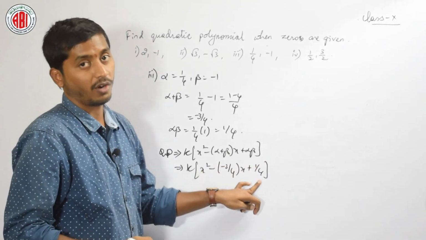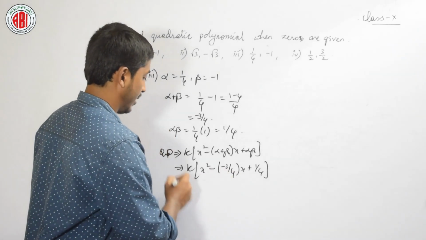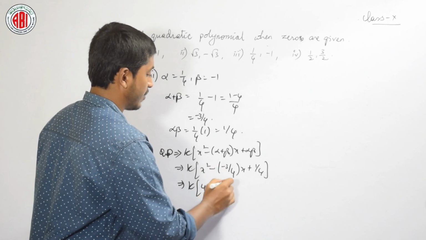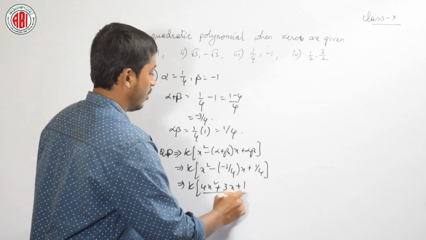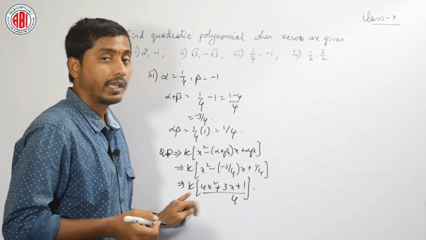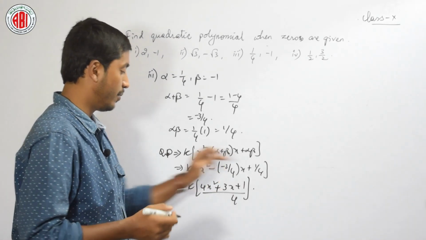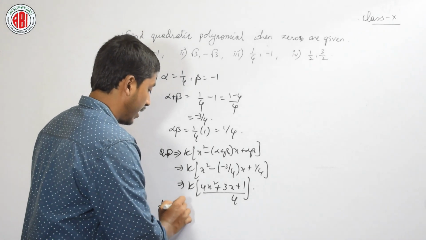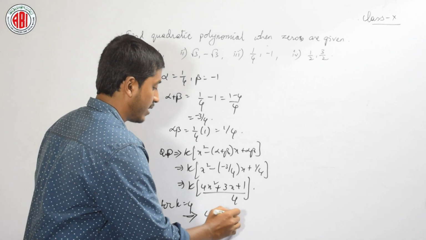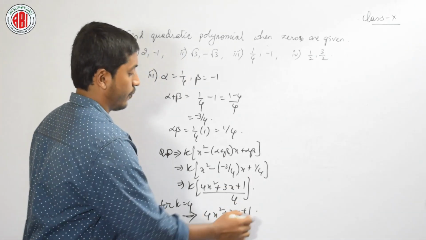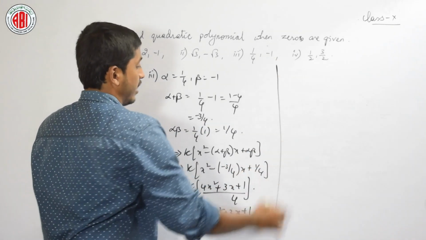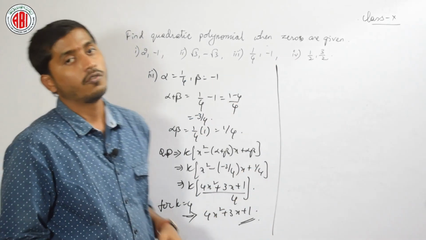Here the LCM is 4, right. Let us cross multiply, let us do LCM. It becomes 4x square plus 3x minus 1 whole divided by 4. What could be the value of k, so that this is the polynomial? That is, for k is equal to 4, the required polynomial becomes 4x square plus 3x minus 1. Is it clear? Hope you understood how to write this k value, isn't it? Now let us go for the fourth problem.